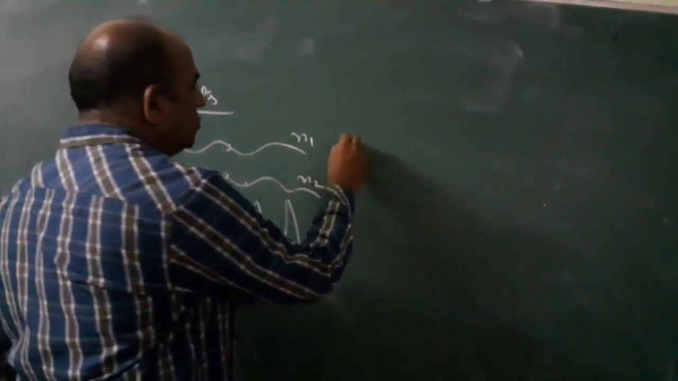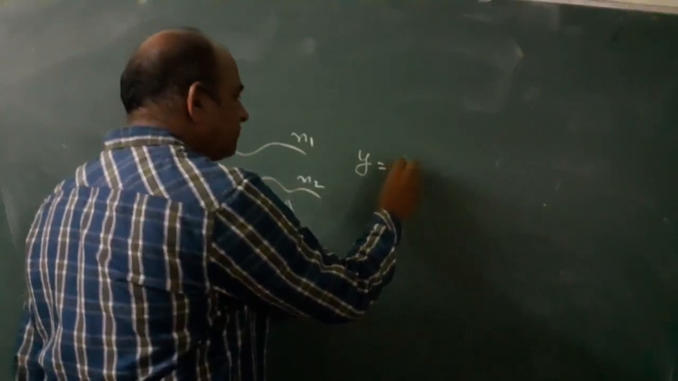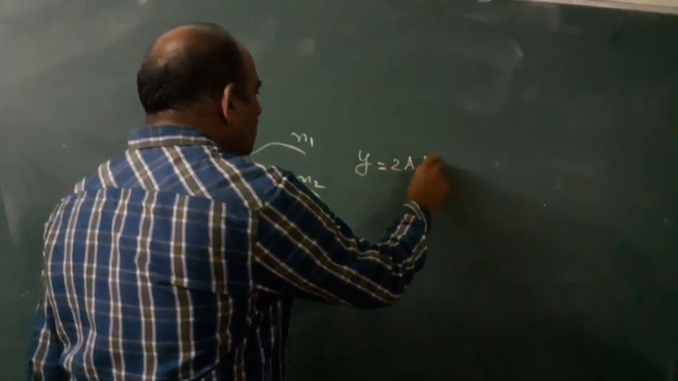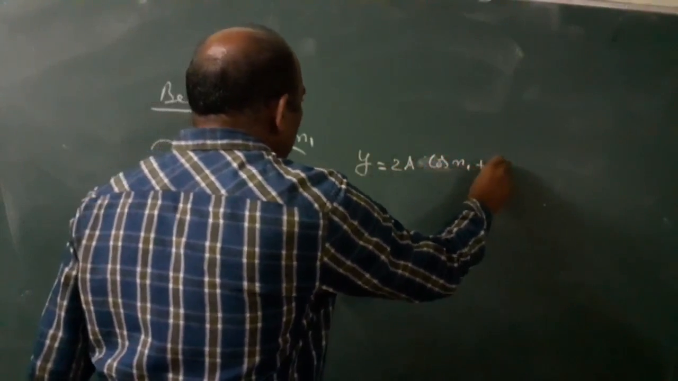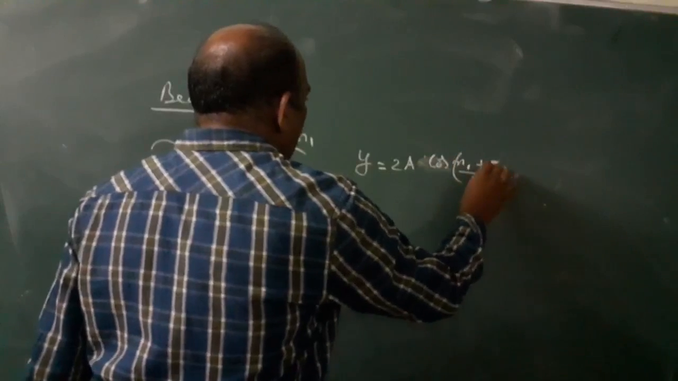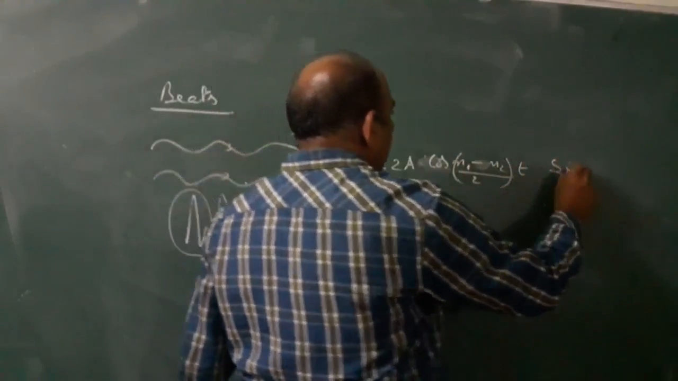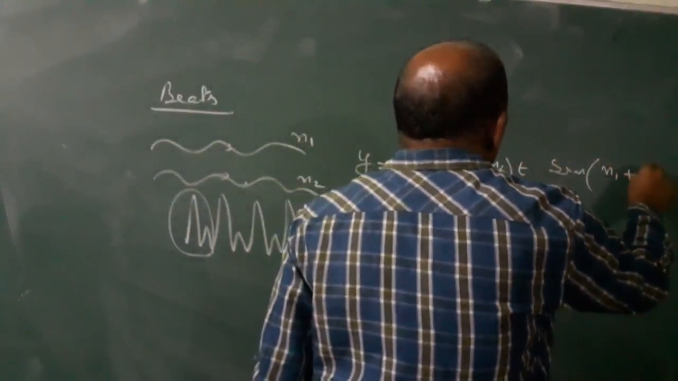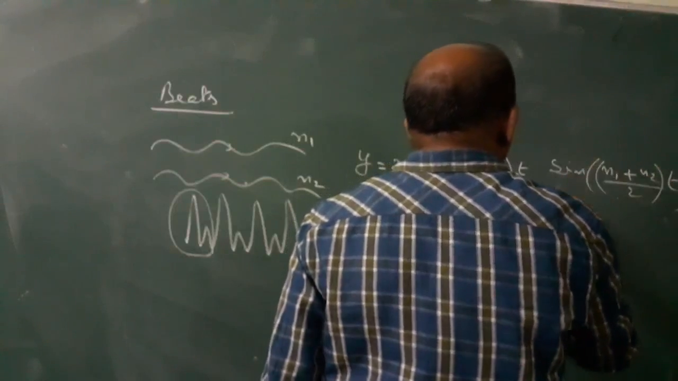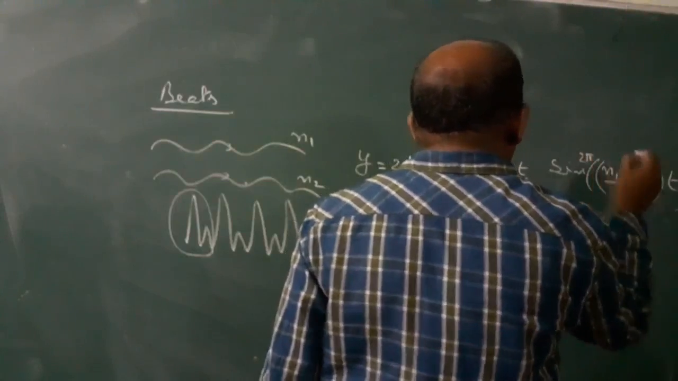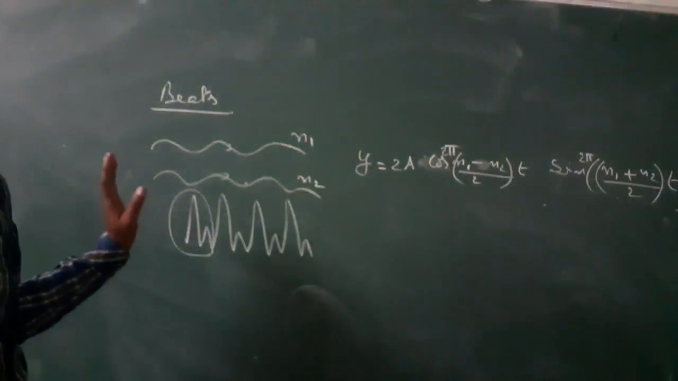Actually, two sound waves interfere. The resultant wave can be written as 2A cos((n1 minus n2)/2 · 2πt) sin((n1 plus n2)/2 · 2πt). This is the resultant wave.